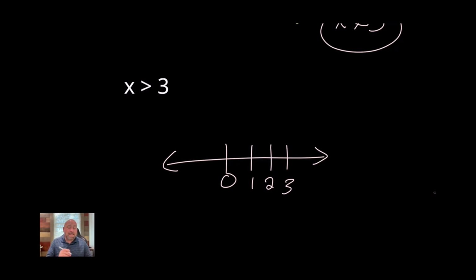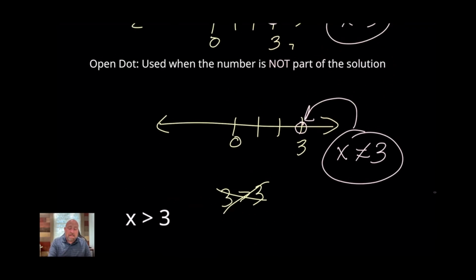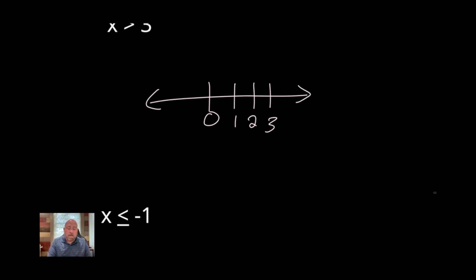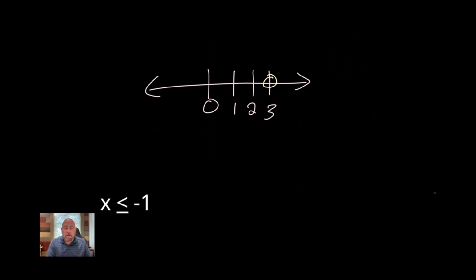But if we have x is greater than 3, let me ask you this question. This is the question to ask yourself every time you get to these. Is 3 part of the solution? So in other words, does this make sense? And this is the way you can test it. 3 is greater than 3. Is that true? No, that is not true. So 3 is not part of the solution. And because it's not part of the solution, we're going to use the open dot. Okay? So come over here to the 3, and we're going to put that.